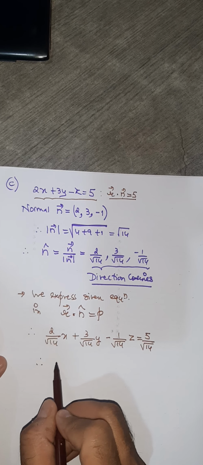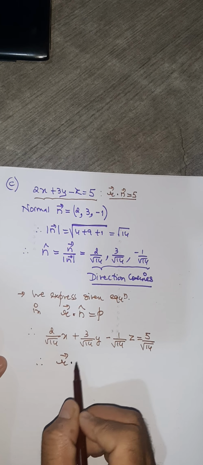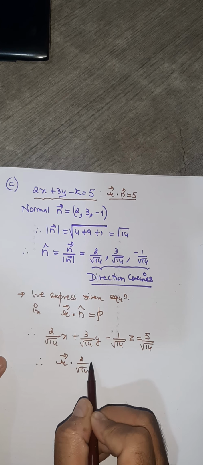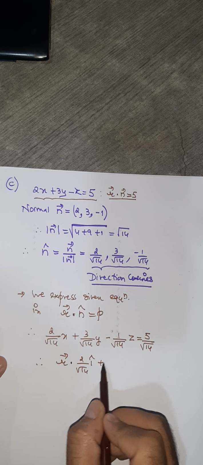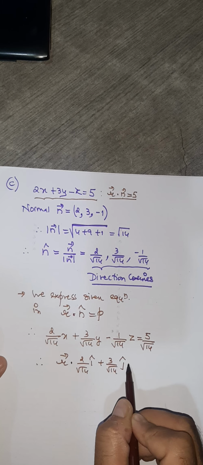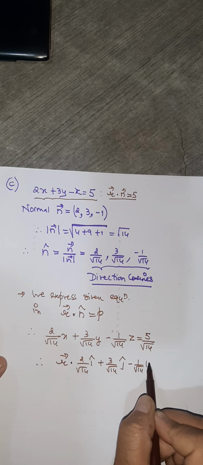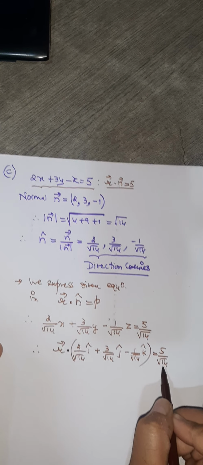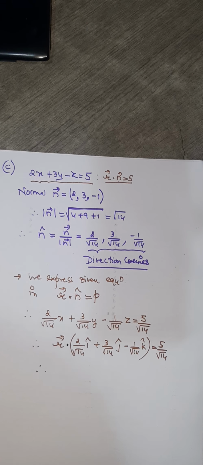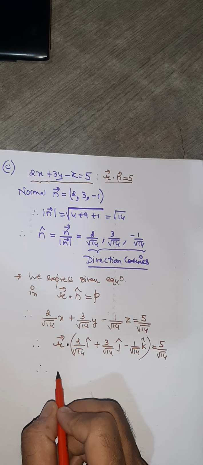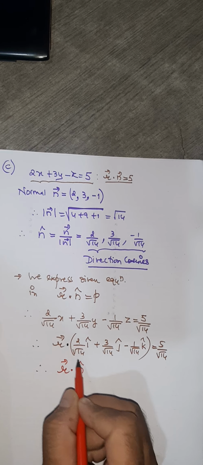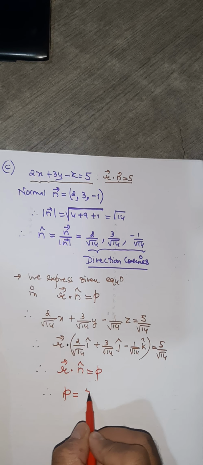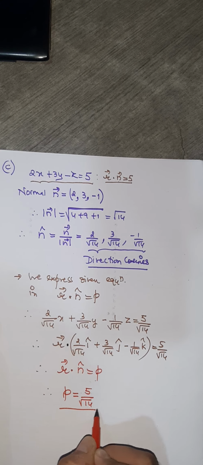So this you can write as vector r dot 2 by root 14 i cap plus 3 by root 14 j cap minus 1 by root 14 k cap. This is a dot product, remember, equals 5 by root 14. So from this, we have vector r dot n cap equals small p. So this is the perpendicular distance. What's the perpendicular distance? It is 5 by root 14.